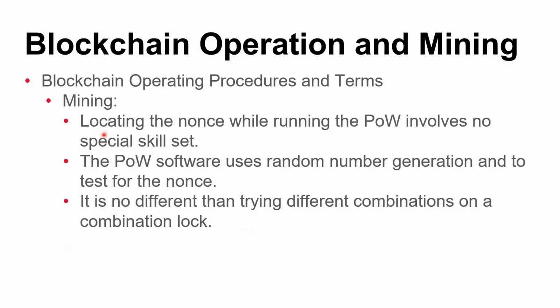For mining here, locating the nonce while running the proof of work involves no special skill set. The proof of work software uses random number generation to test for the nonce. It is no different than if you had a combination lock and you just went through trying different combinations.